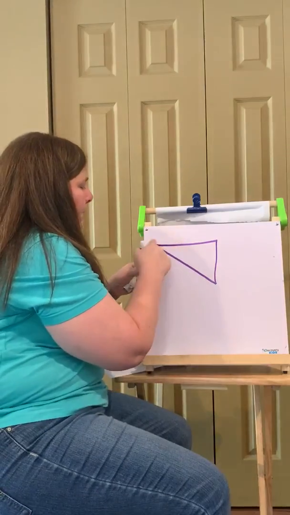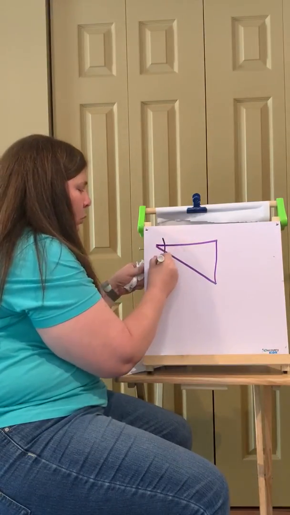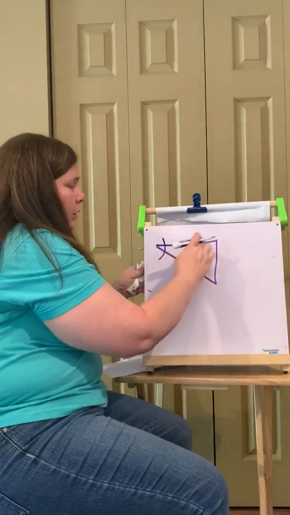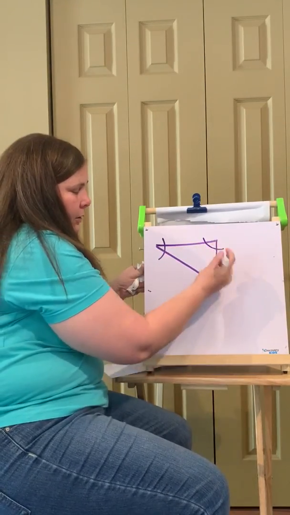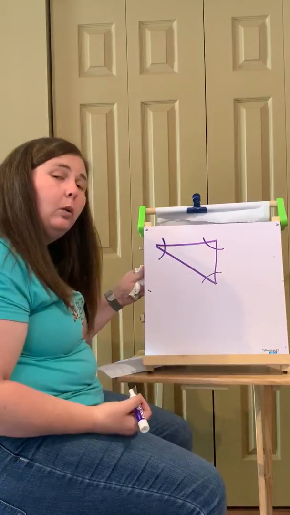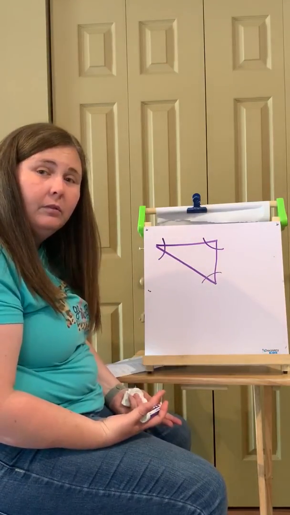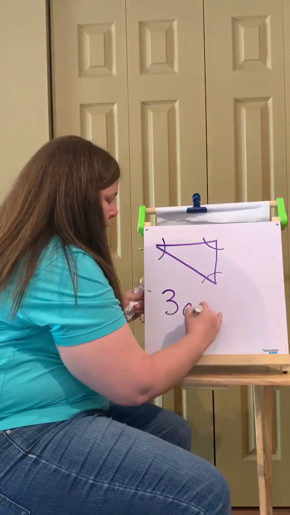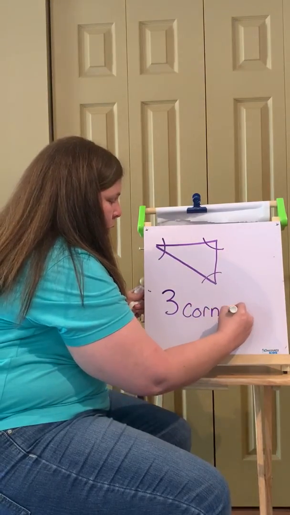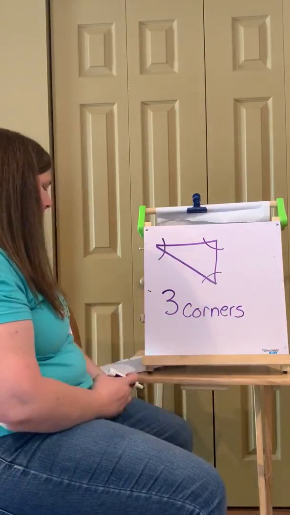So here I have a line, here I have a line, that makes 1 corner. Here's a line, that's another corner. Here's a line, there's another corner. So how many corners does my shape have? My shape has 3 corners. Good. 3 corners.